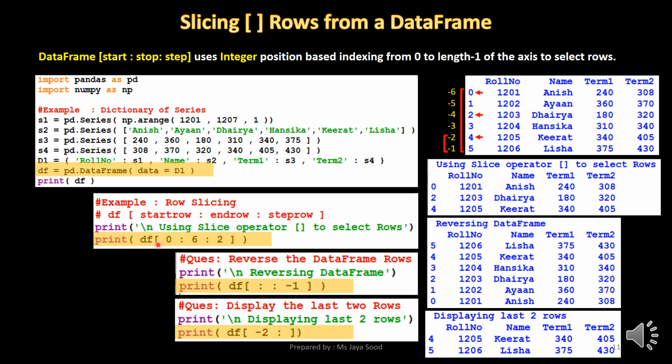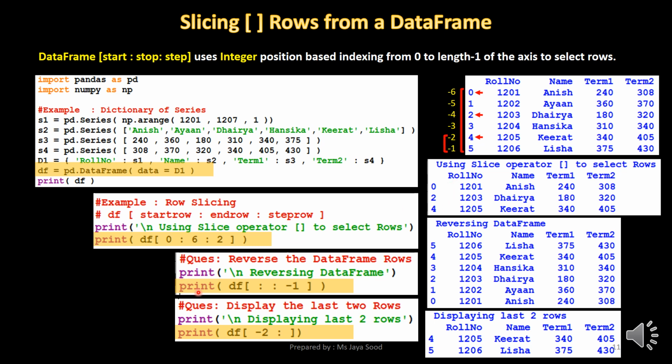Print df within square brackets 0 colon 6 colon 2 will start selecting rows from the row index 0, will stop before the row index 6, taking 2 steps at a time. It means it will select all the alternate rows starting from the row index 0 till the row index 5 as shown here in the output.